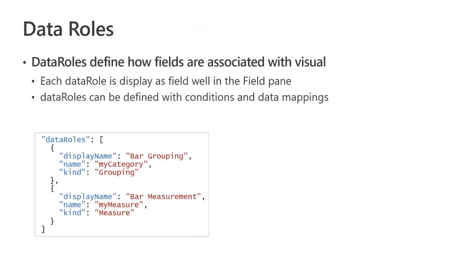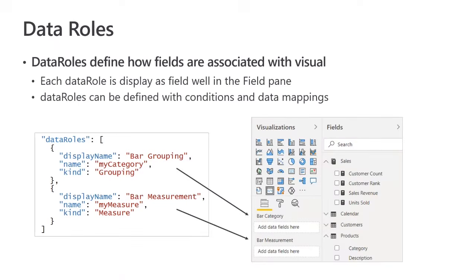So let's start with data roles. Let's say I wanted to create a bar chart. I create two data roles, bar grouping and bar measurement. When you create a data role, you are creating a well in the visualizations list that someone can then take either a measure or a column and drop into that list. You'll also note there is this idea of a type, or I should have called it type, but they call it kind. So grouping means column, and obviously measure means measure.